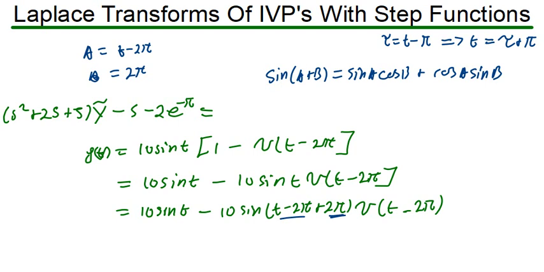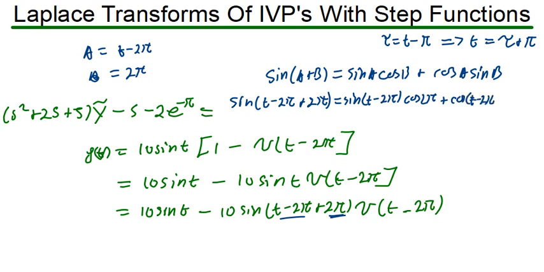So this is going to be equal to sine(t minus 2 pi plus 2 pi), which is equal to sine(t minus 2 pi) cos 2 pi, plus cos(t minus 2 pi) sine 2 pi. One thing you observe here is that on this part I get a 0. Where am I getting the 0 from? It's because sine 2 pi is 0, so 0 multiplied by everything here is going to be 0.